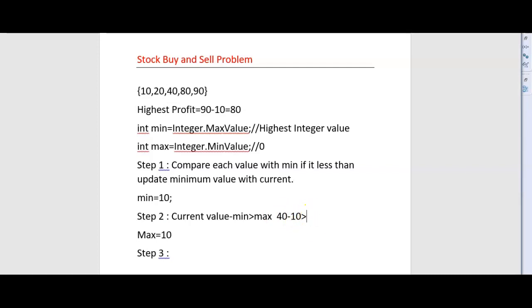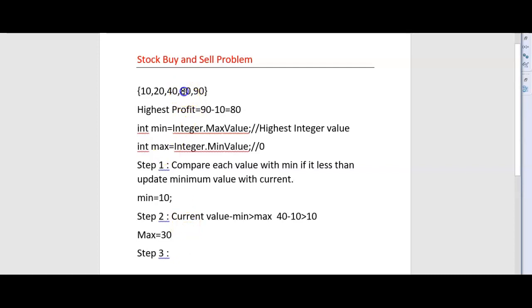What is the max here, which we got in the previous iteration? 10. So 40 minus 10 is greater than 10. Yeah, 30 is greater than 10. Yes, update the maximum value with 30. So earlier the maximum value is 10, now the maximum value is 30.